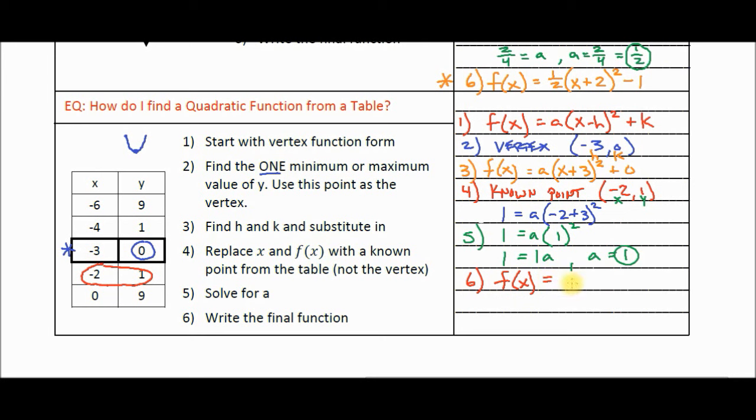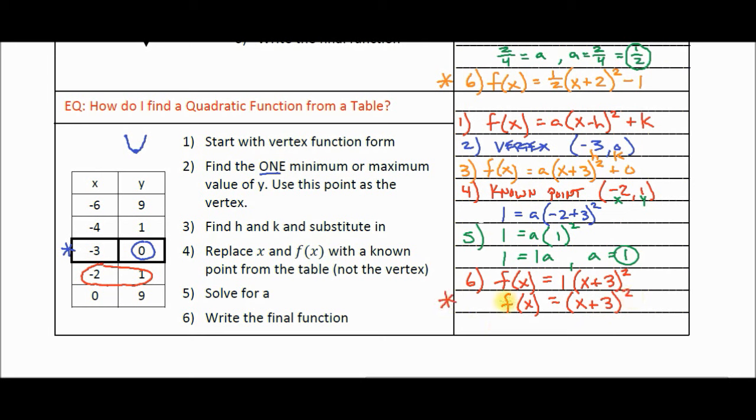I can write 1. I don't have to, but I'll just go ahead and do that. 1 times x plus 3 squared. And again, I don't have to write the plus 0 on the end. You can do it if you want to, but it doesn't change your equation. So I could finalize this by simplifying one step further. The a value of 1 doesn't change our solution. I can just write that this function is x plus 3 squared. There is our final function.